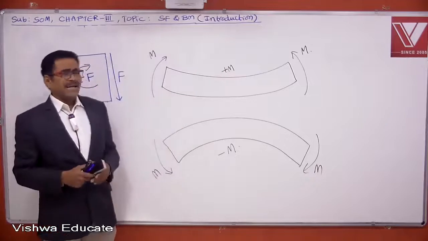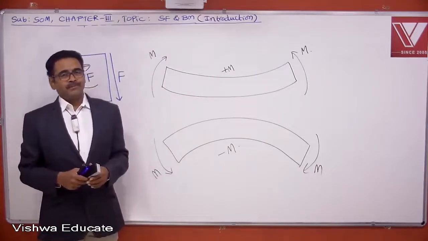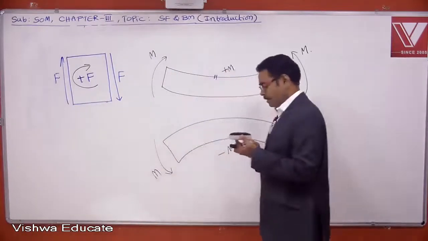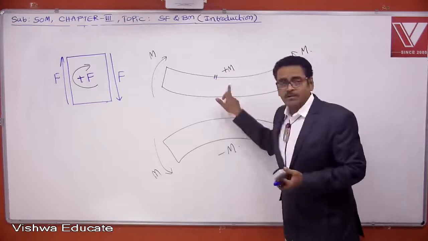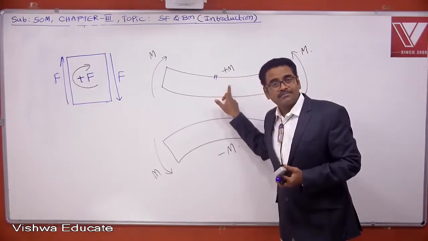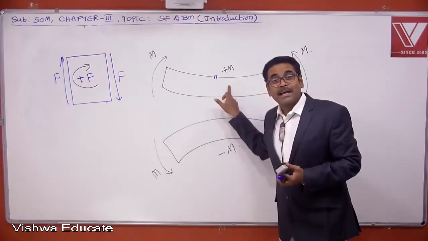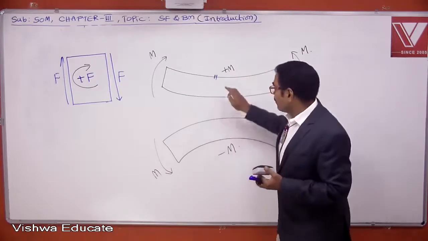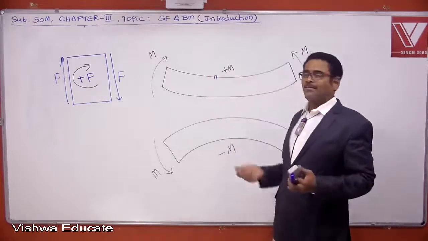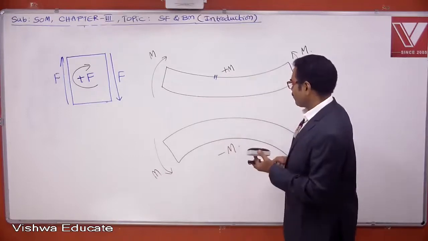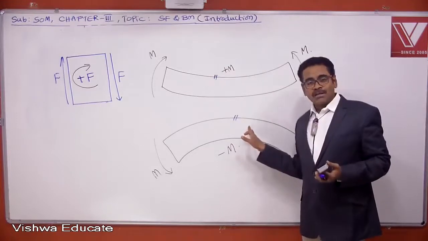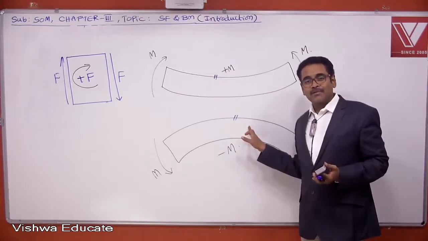How do you understand sagging moment and hogging moment? Those are defined with respect to the topmost layer. In this beam, what is happening to the topmost layer? Is it sagging or hogging? Topmost layer is sagging. If the topmost layer of the beam is sagging or contracting, that is called positive bending moment. And if the topmost layer expands, see here, the topmost layer is expanding, this is called hogging moment.